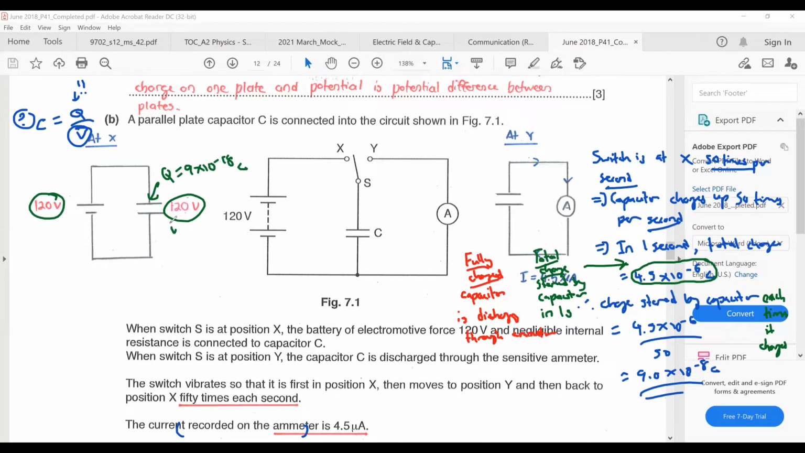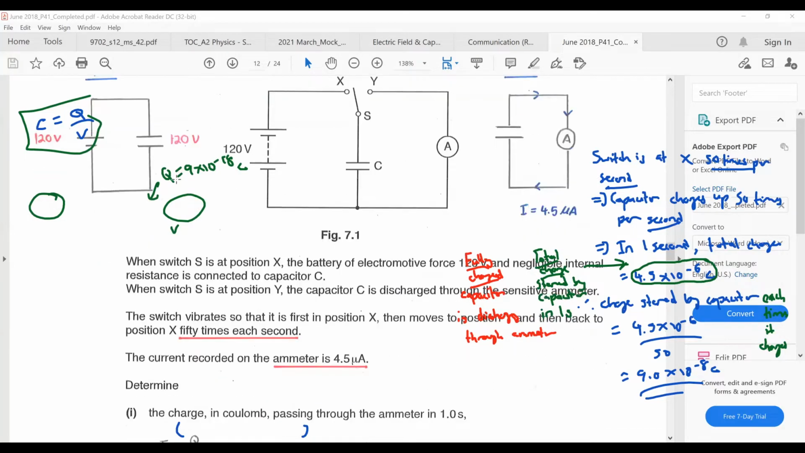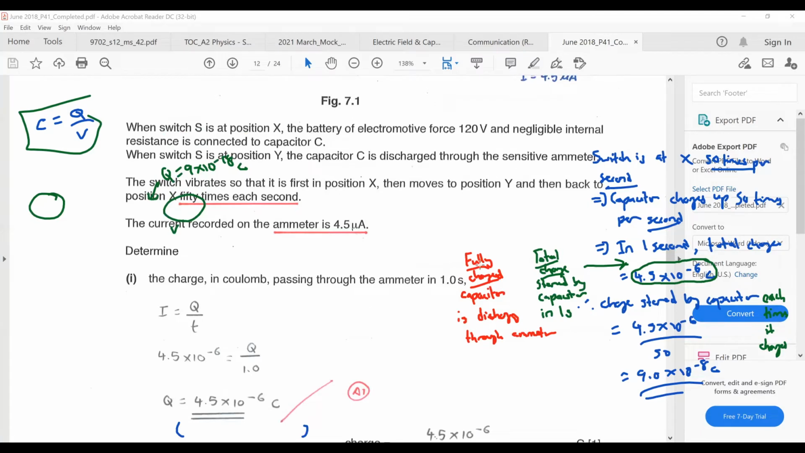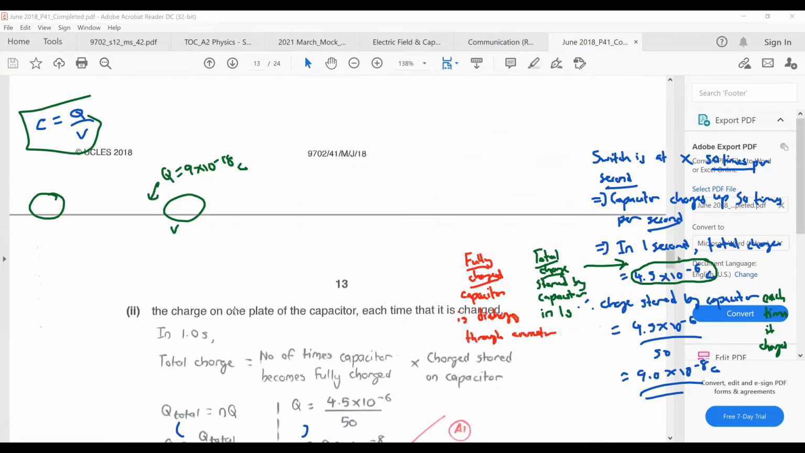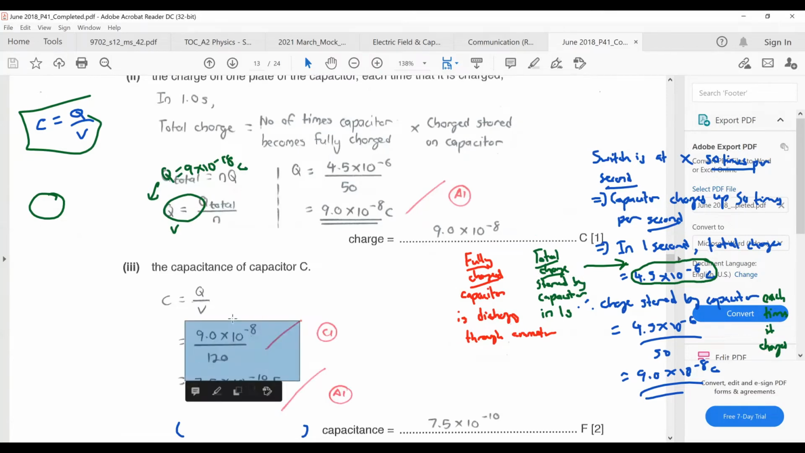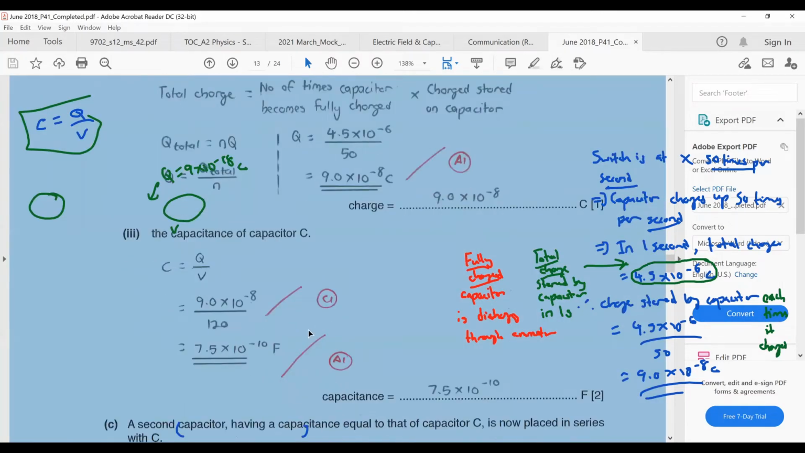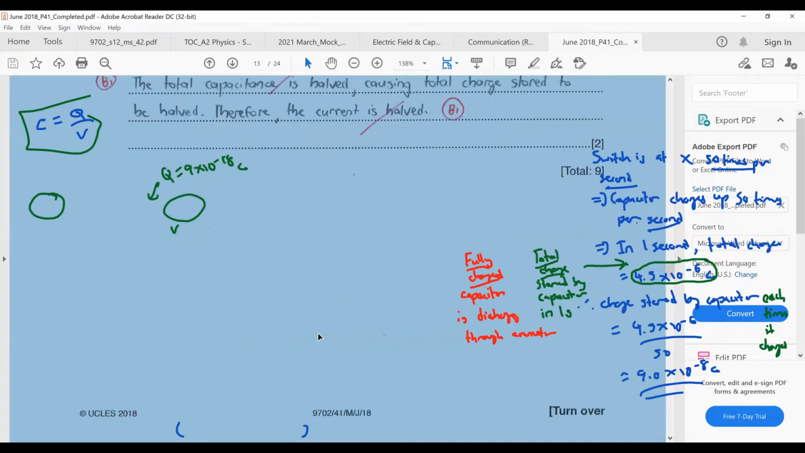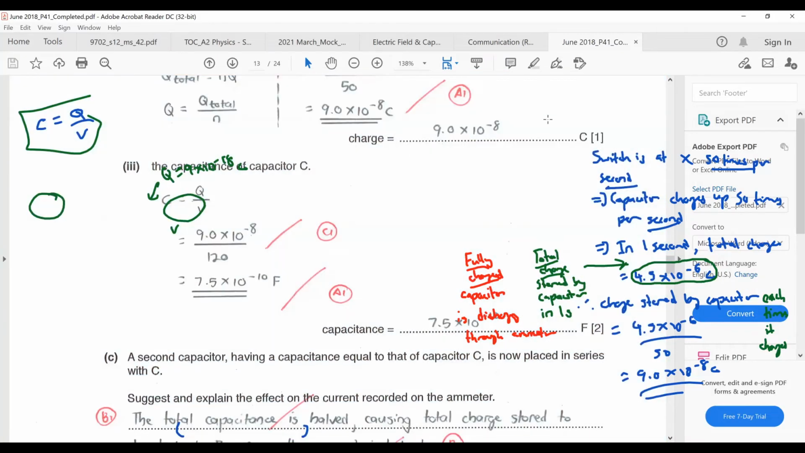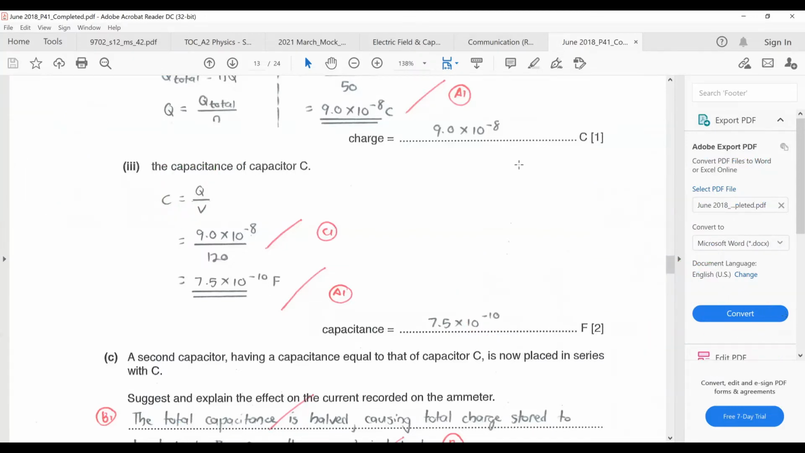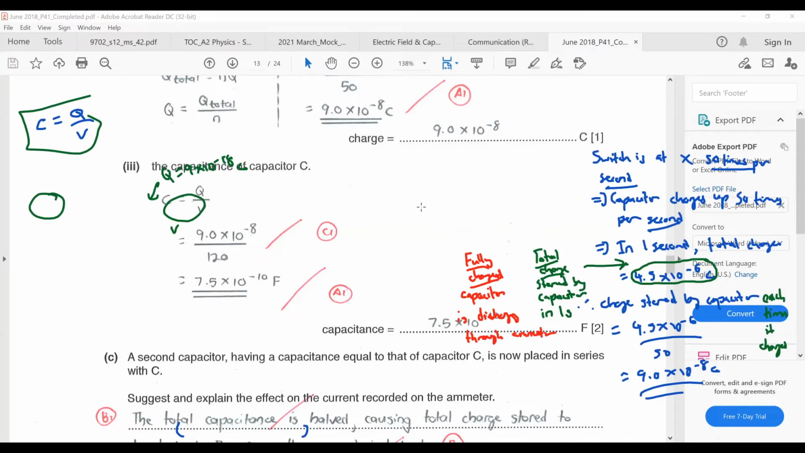So now you have Q, you have V. You can straight away find out what your capacitance value is based on this equation for capacitance, where C is equals to Q over V. So if you just take C is Q over V, this is what you get. 9 times 10 power minus 8 divided by 120, you get 7.5 times 10 power minus 10 farad. Okay, then you get the answer.